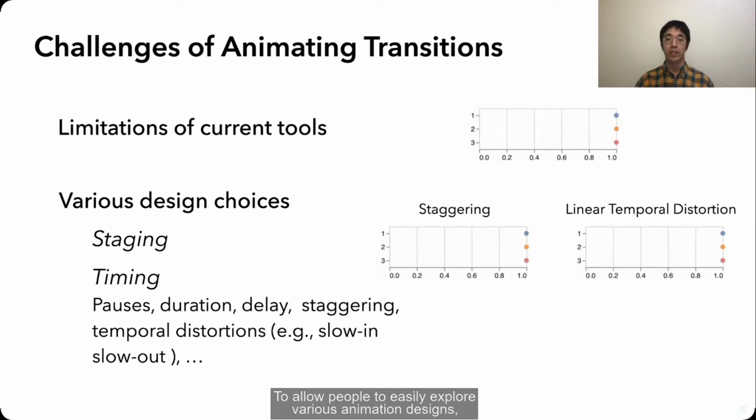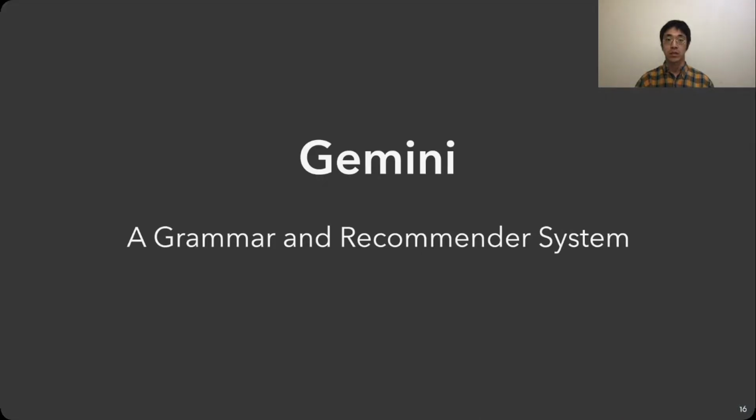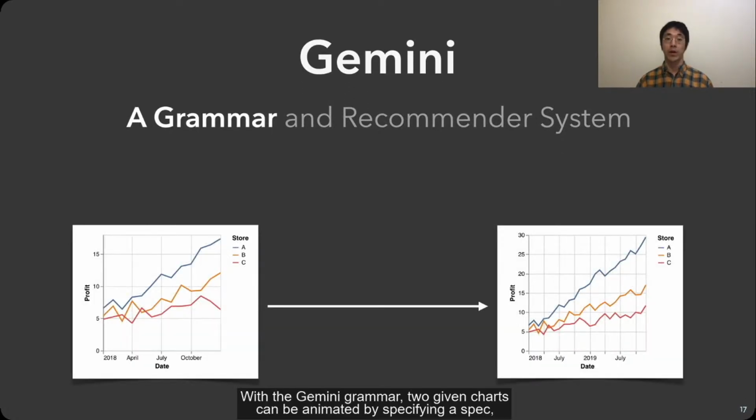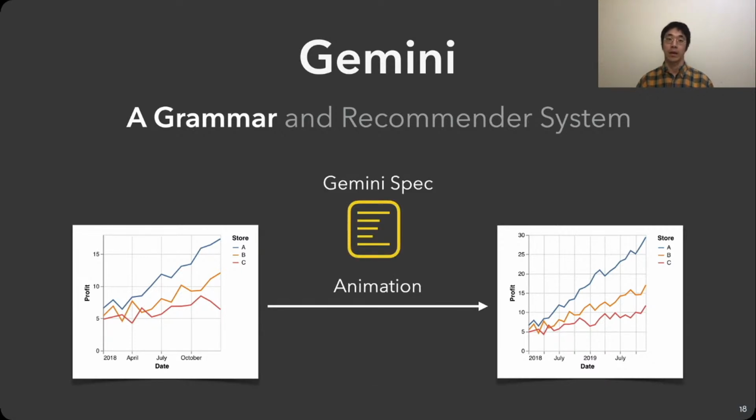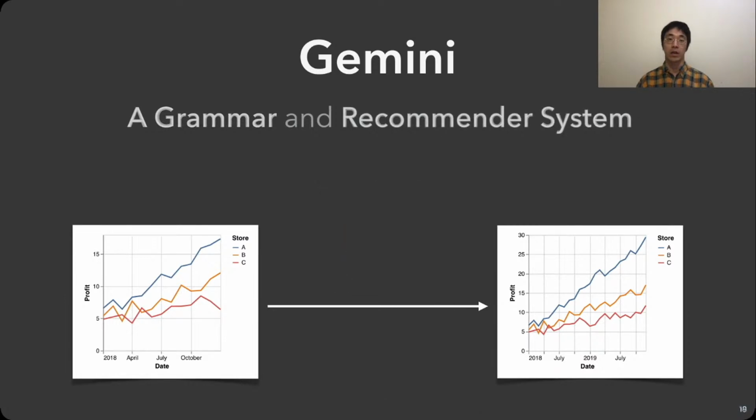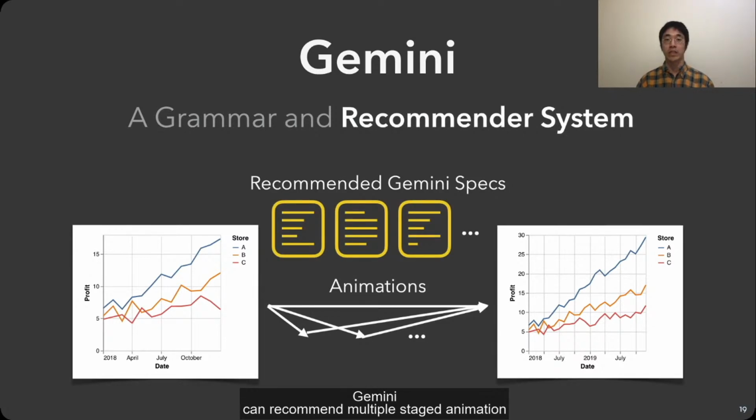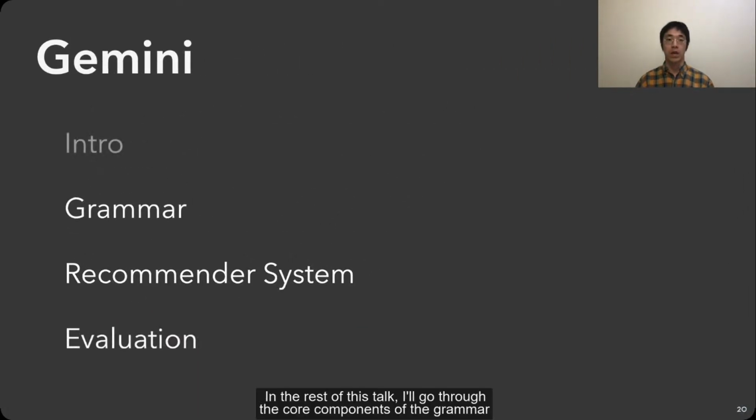To allow people to easily explore various animation designs, we contribute Gemini, a grammar and recommender system. With the Gemini grammar, two given charts can be animated by specifying a spec. And by leveraging this grammar, Gemini can recommend multiple staged animation designs for the given transitions. In the rest of this talk, I'll go through the core components of grammar and how the recommendation works, then I will talk about our evaluation. So, the first is the grammar.